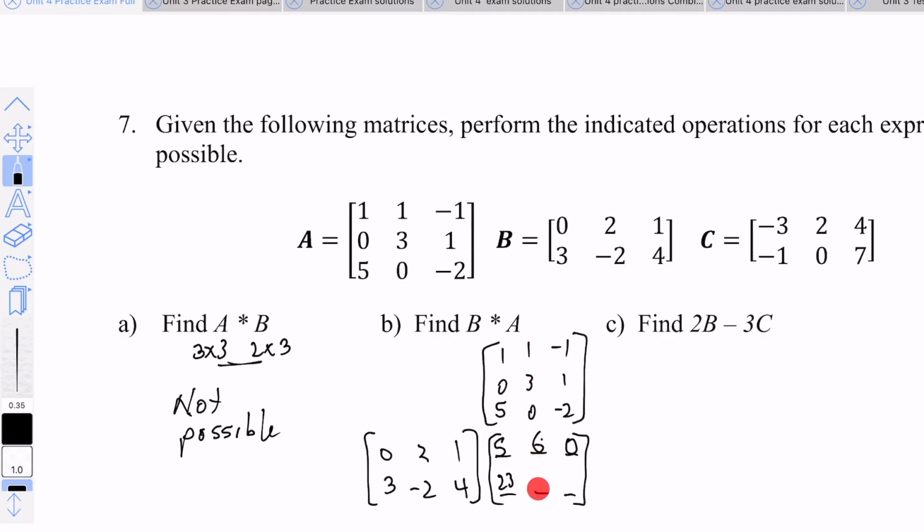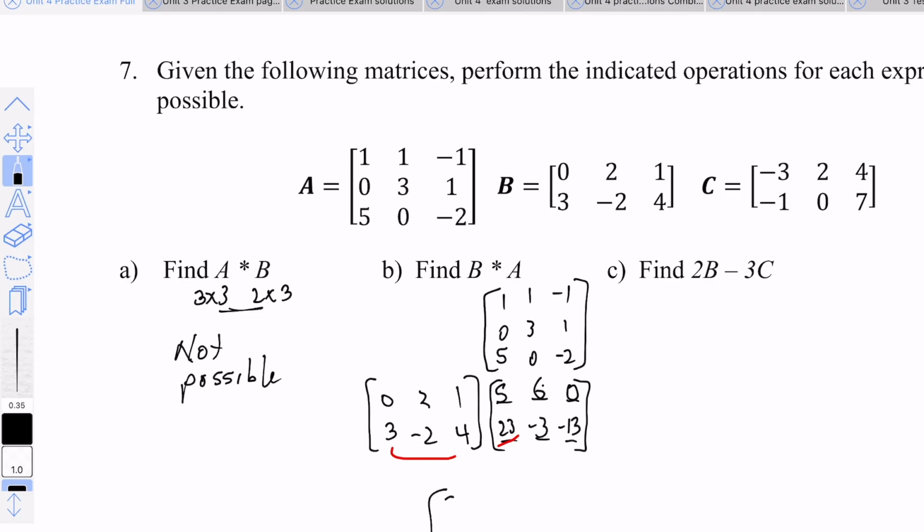This entry here comes from that column in this row, so we have 3 times 1, which is 3, -2 times 3, which is -6, and then 4 times 0, which is 0, so we have 3 plus -6 plus 0, which is -3. And finally, this entry comes from this row and that column. So we have 3 times -1, add that to -2 times 1, add that to 4 times -2. So we have -3 plus -2, which is -5, plus -8, which is -13.